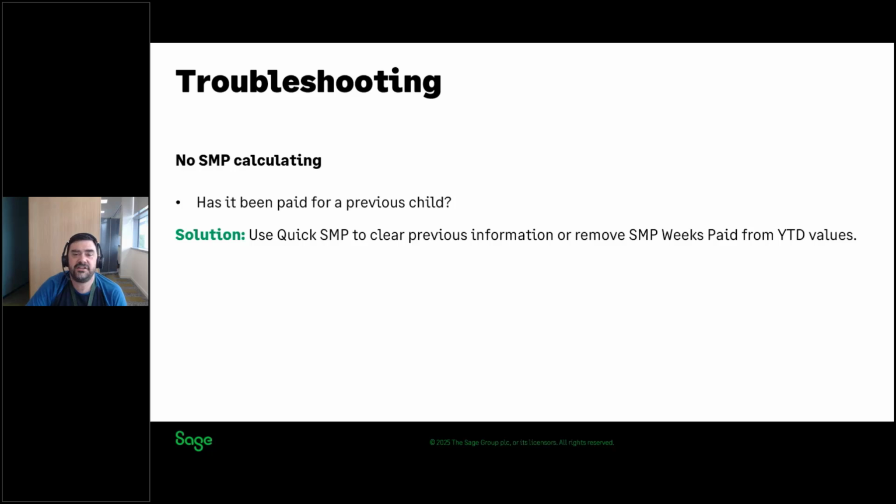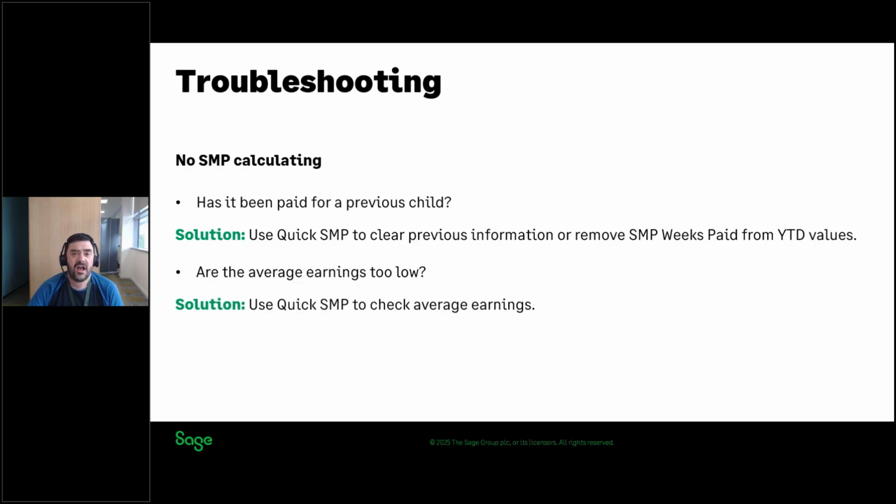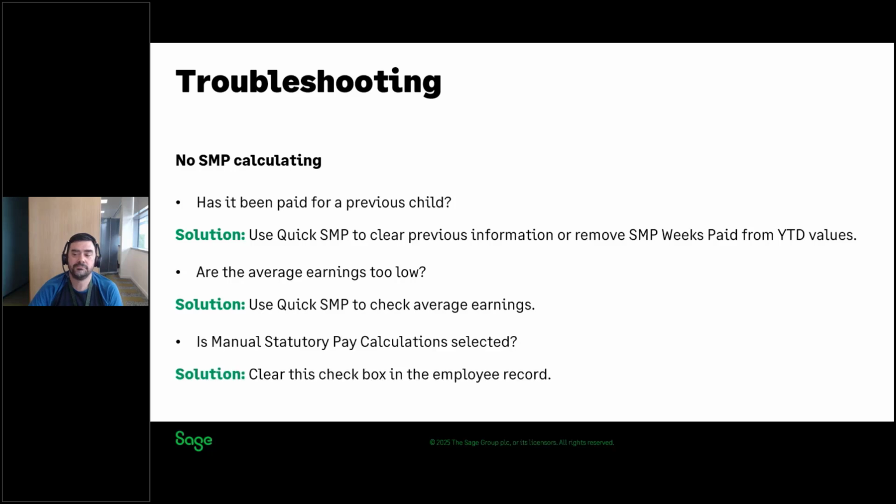So that's the main reason that no SMP might calculate. Other reasons could be that average earnings are too low. So have a look in the quick SMP screen to check those average earnings. And if it's less than £125, they don't qualify. You'd give them an SMP1 form.